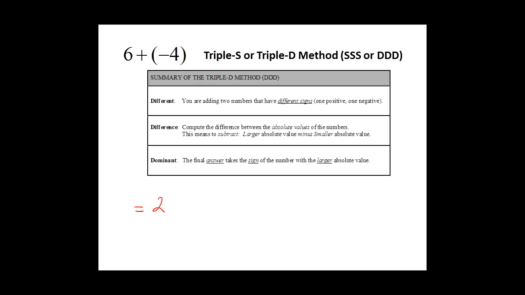We will keep the sign of the dominant number. The dominant number is positive, therefore our answer will be positive. Our answer to 6 plus negative 4 is equal to 2.